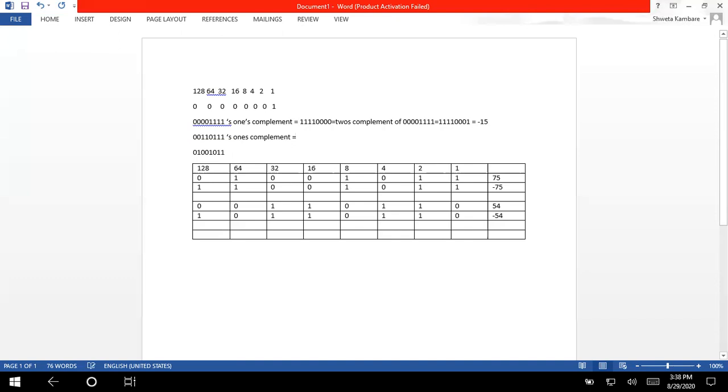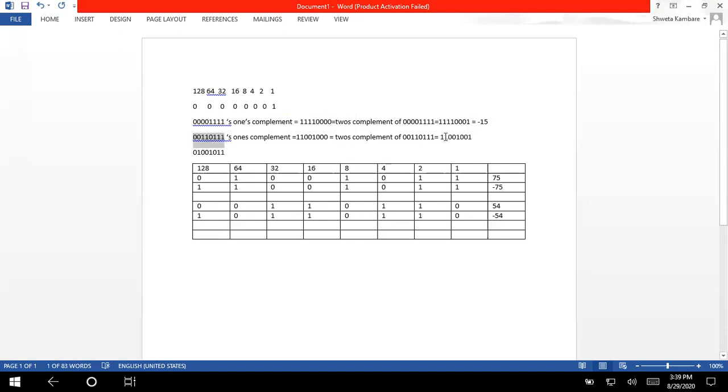So its 1's complement is 11001000. Okay, and if you want to calculate 2's complement, just add 1 to this number. So that will be equal to 11001001. Okay, so this is the 2's complement of this number.